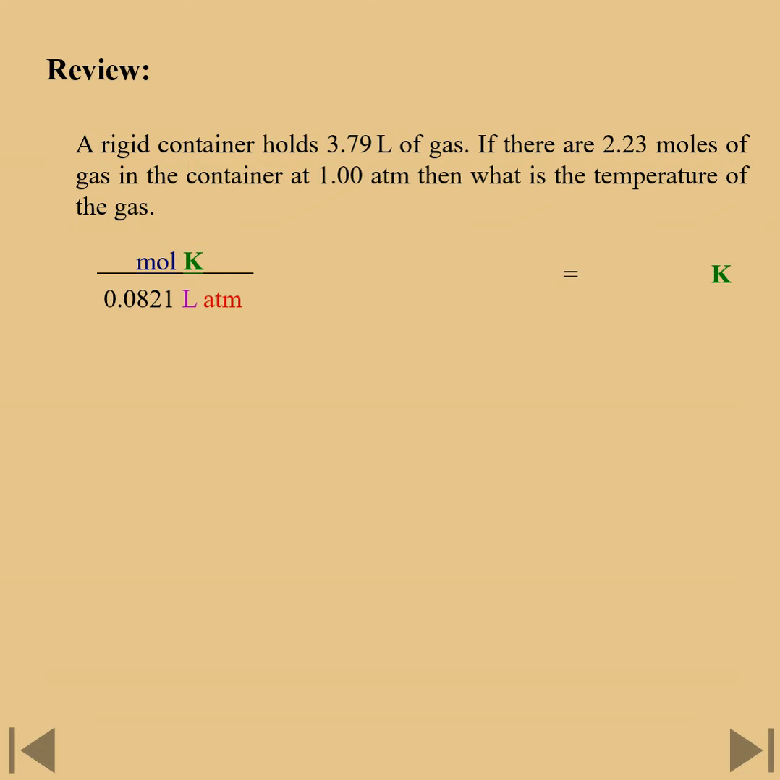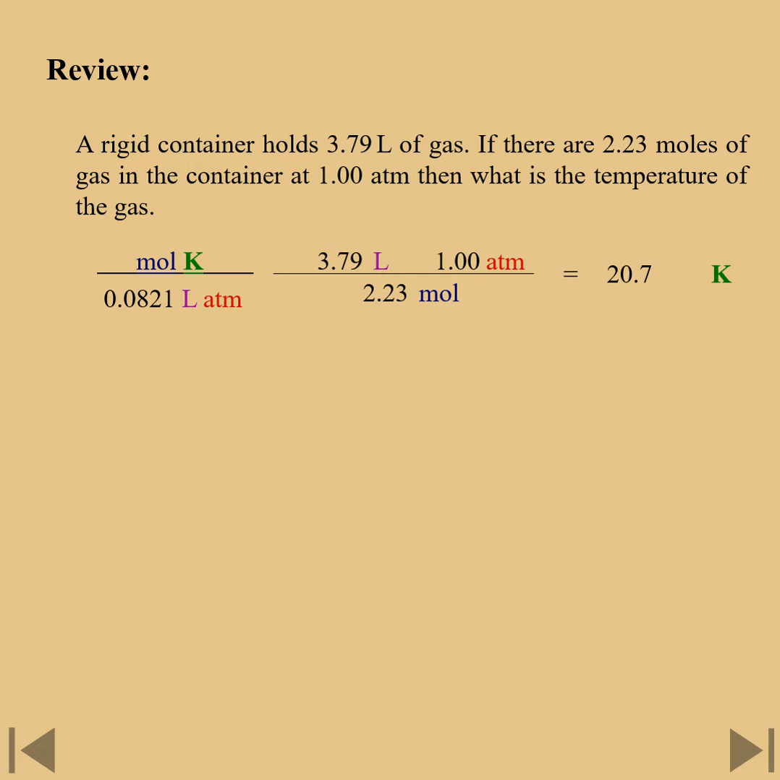And that tells us where everybody else goes. I'm going to have to get out of moles by putting it on the bottom, liters and atmospheres by putting them on the top. And I have these 3 variables, so I'm going to go ahead and plug them in. And when I put this all on my calculator, I come up with 20.7 kelvins.